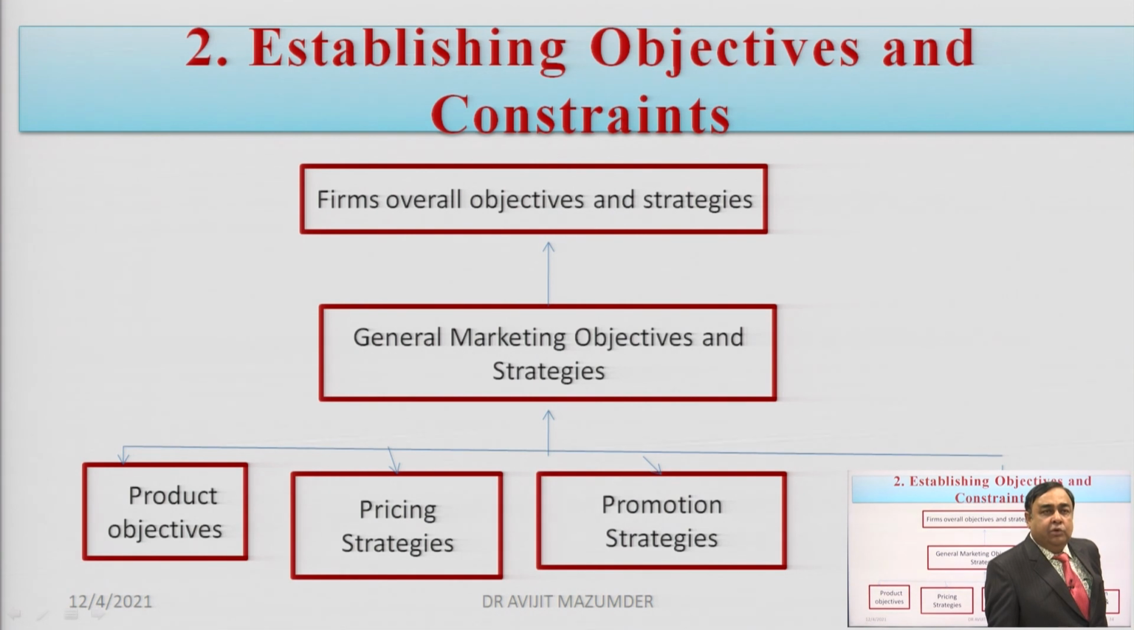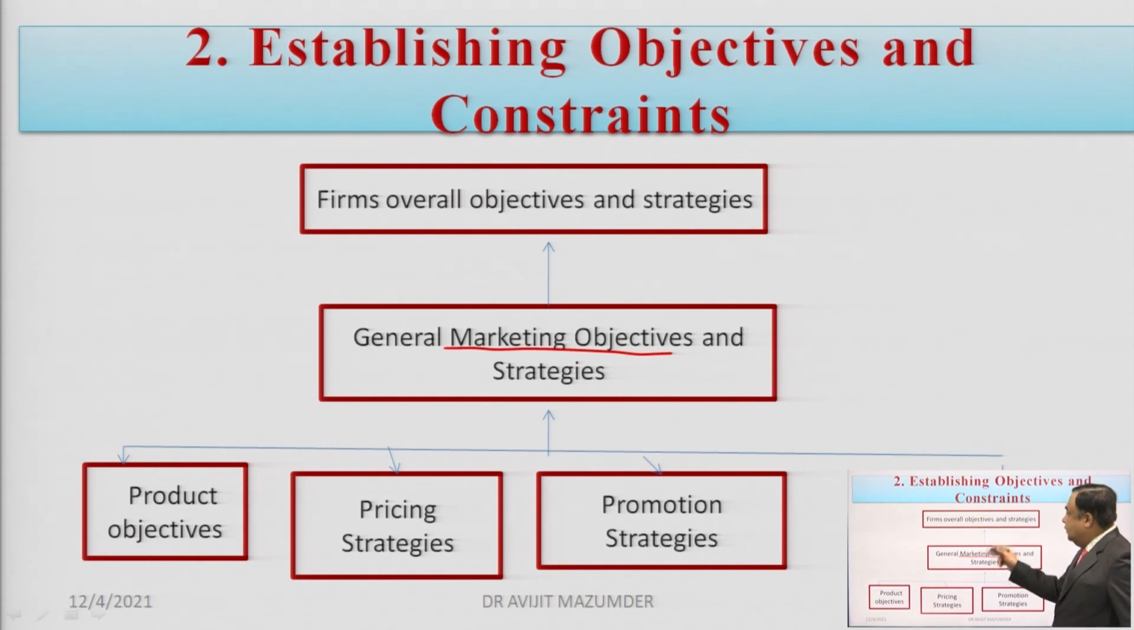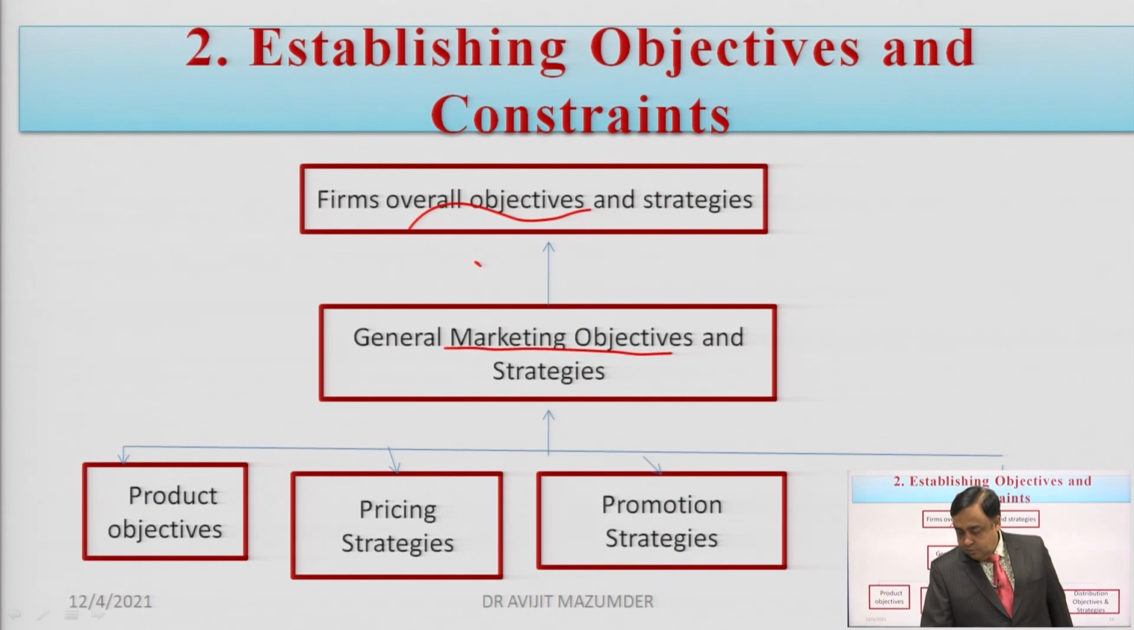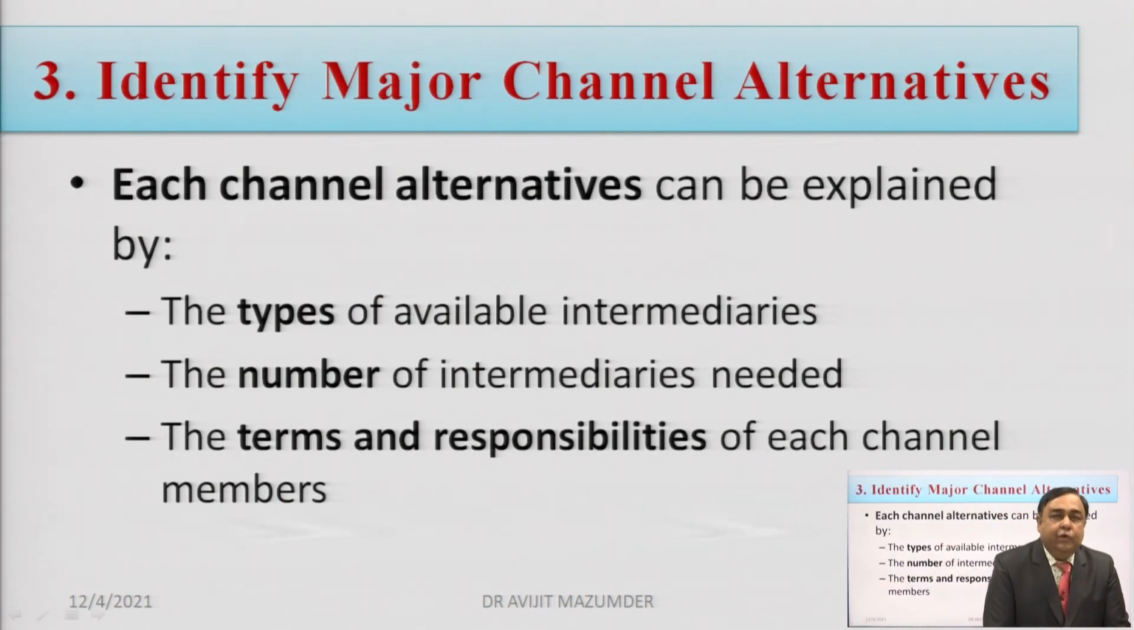Establishing objectives and constraints: the product, price, promotion, and distribution objectives all sum up to the general marketing objectives and strategy, which ultimately lead to the firm's overall objectives. Then we have to evaluate each channel member: the type of available intermediaries and the number of intermediaries needed. After deciding the types and the number, we have to decide what the terms and conditions should be, and what the responsibilities of each of the channel members should be.